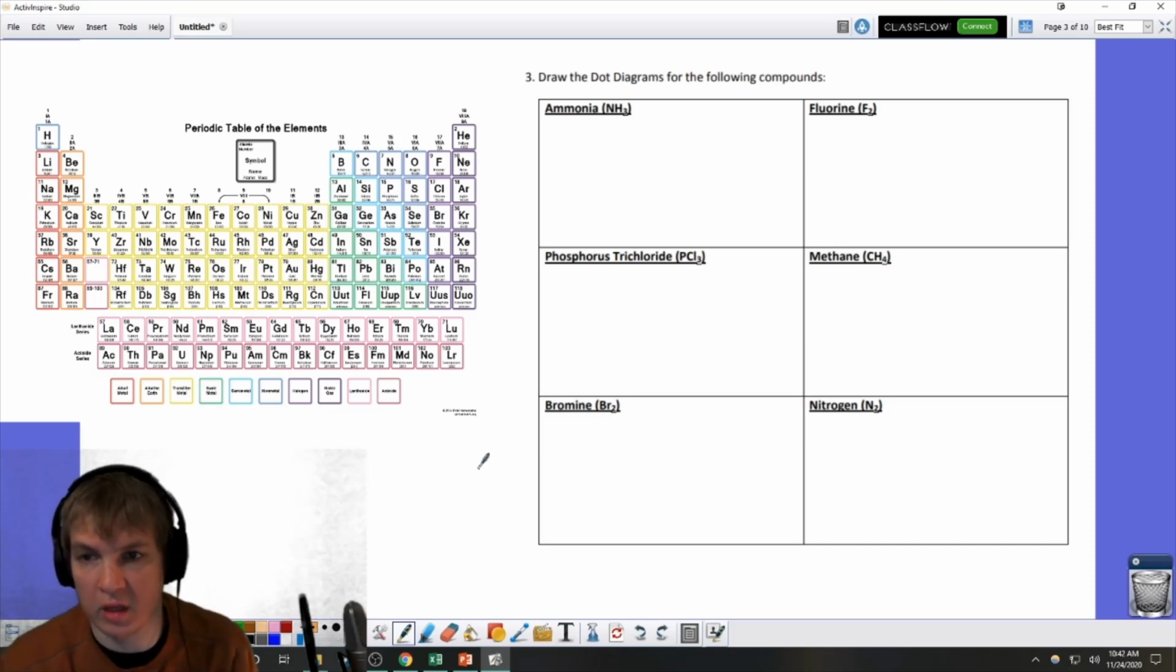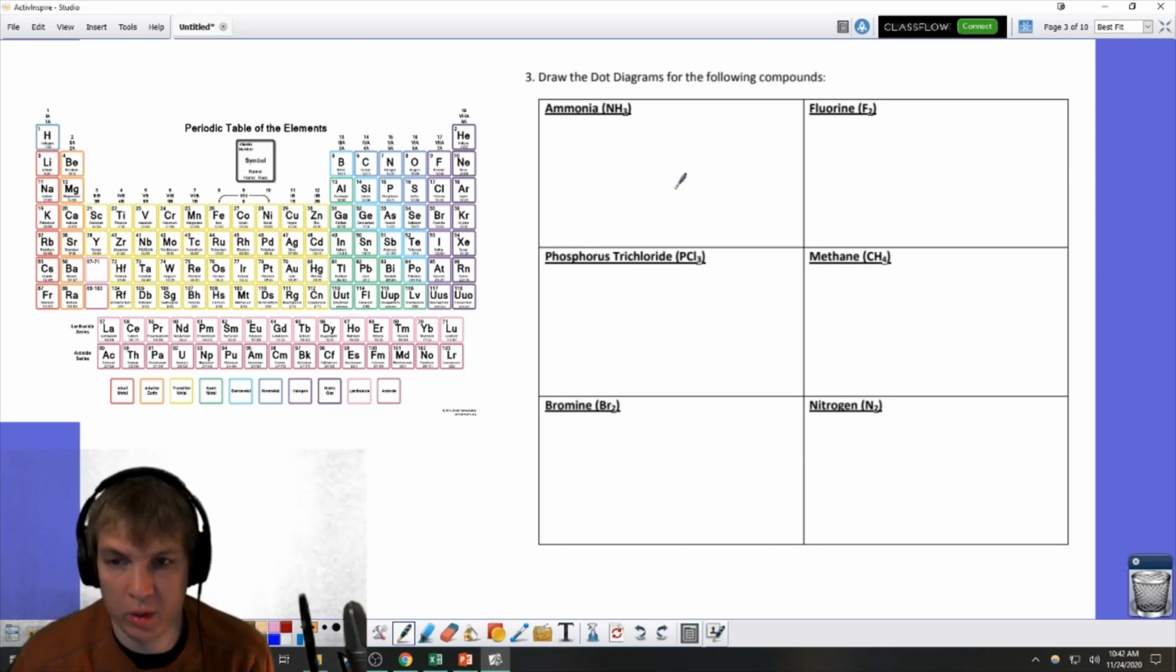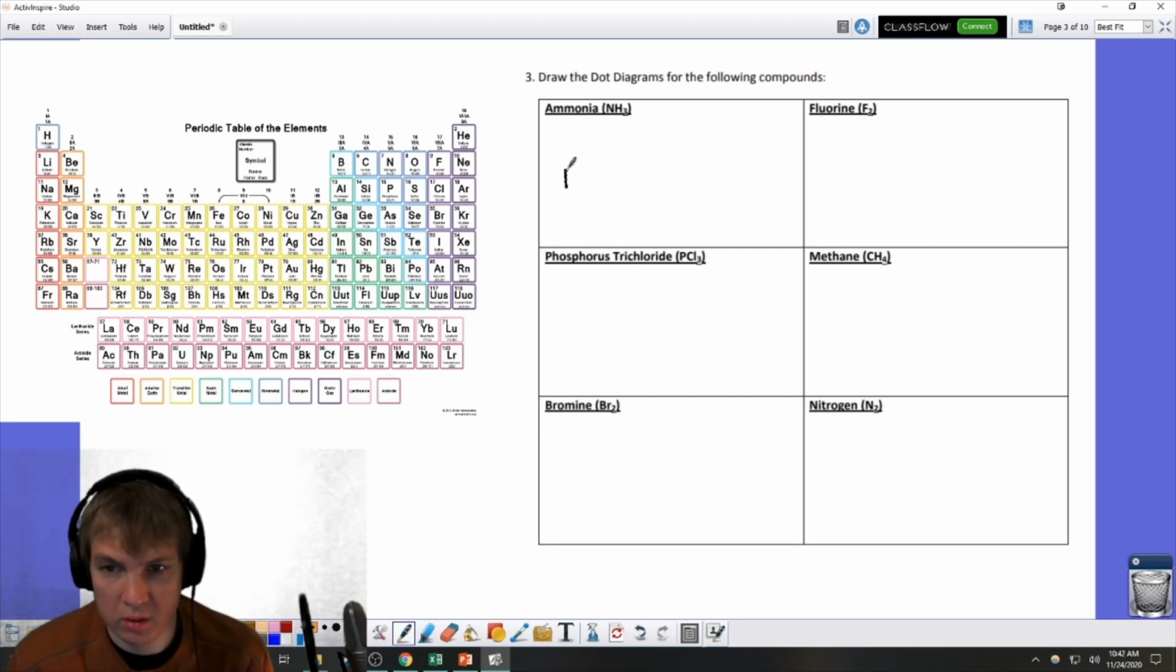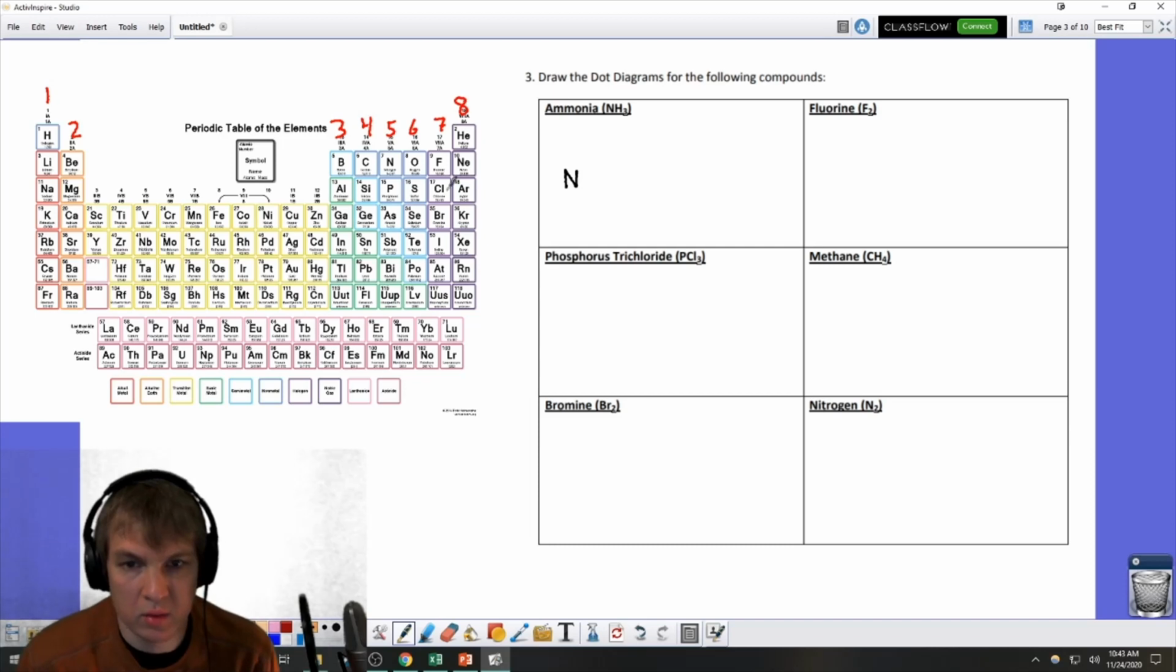We're going to start drawing the dot diagram for the following compounds. The first one being ammonia. So the first step that you want to do is, again, write out all of the elements that you have. So we have nitrogen, and we will also want to account for the number of valence electrons. If you don't remember the valence electrons trick, again, it's just counting all of the tall columns from left to right. So 1, 2, 3, 4, 5, 6, 7, and 8. So nitrogen is in column number 5. That means it's going to have 5 valence electrons. 1, 2, 3, 4, 5.